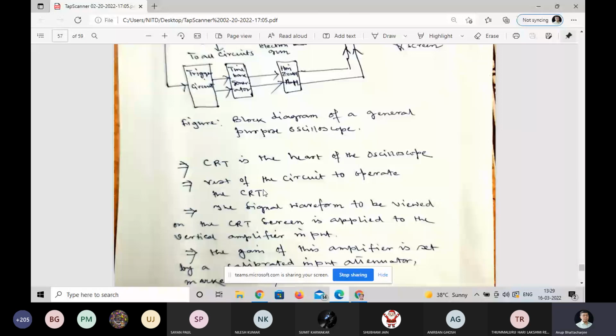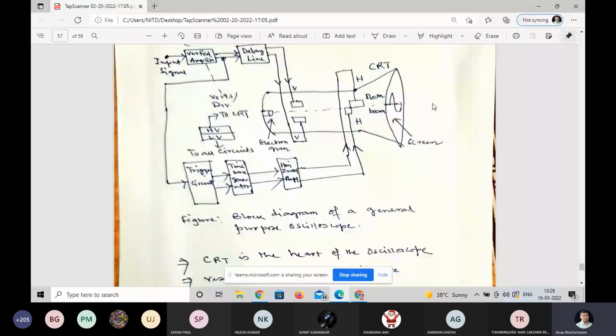Now, basically the CRT produces, try to understand, I am not talking now about CRO. The CRT produces a sharply focused beam of electrons accelerated to a very high velocity. What I mean to say, this CRT produces a sharply focused beam of electrons accelerated to a very high velocity.